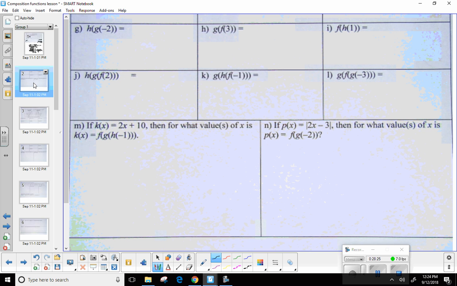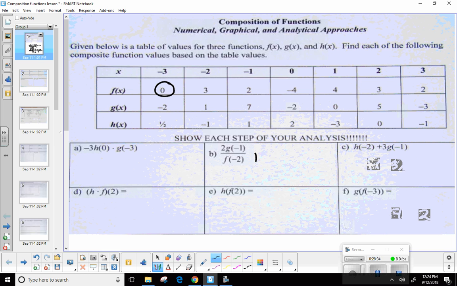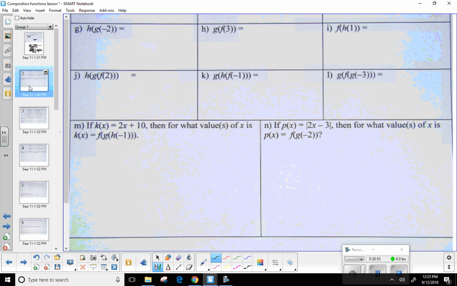How about h of g of negative 2? Now, I'm going to have to go back over here and write it out, because mine are on 2 different screens. So h of g of negative 2. Okay, so where do I start, h or g? No, we're on h of g of negative 2. So I want to start with h or g. Well, we're on g, yes. So we are starting with g, that's right.